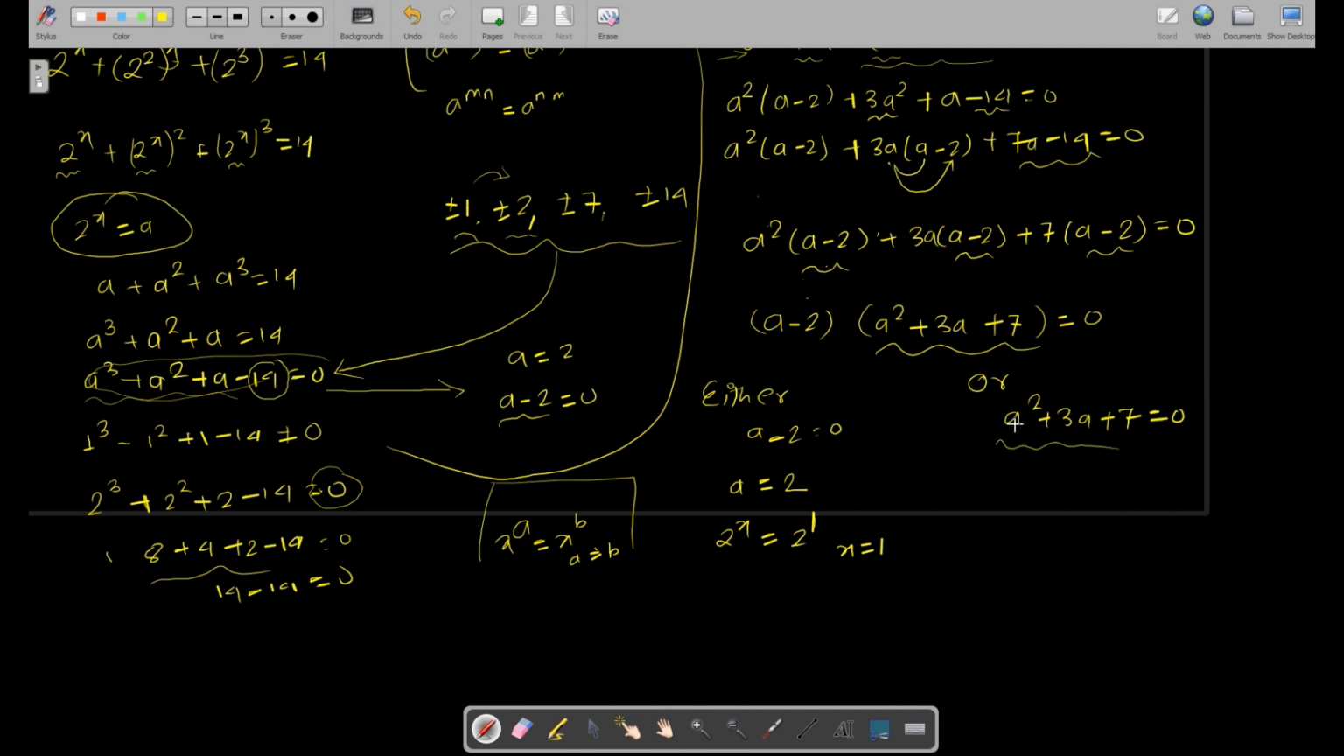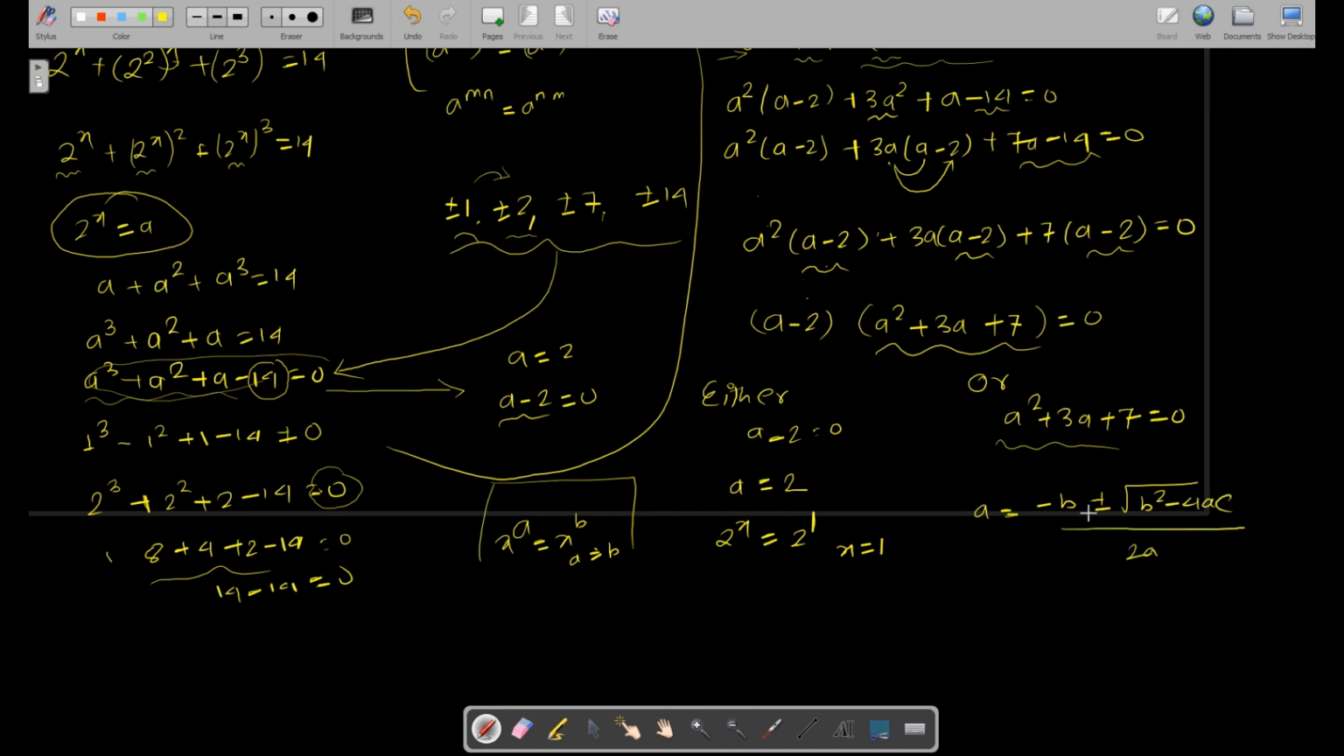Here you can see this expression is quadratic in a, right? So what was the formula for a quadratic equation? x equals minus b. Here, in place of x, it is a, so I have written a: a equals minus b plus minus square root of b squared minus 4ac, over 2a.